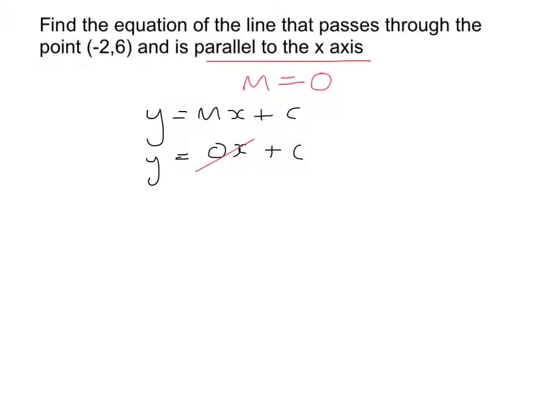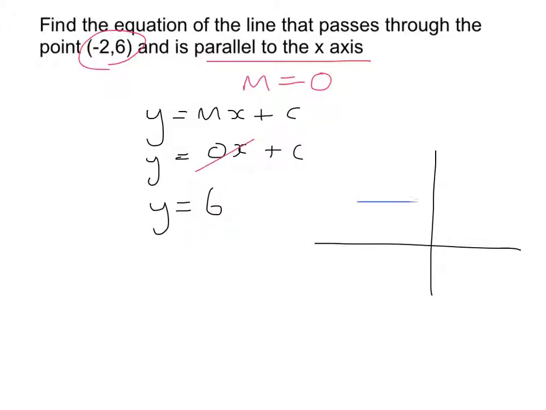And from our coordinates up here, we have a y coordinate of 6. So with an equation like this, y is not going to change, so y will have to equal 6. It'll just be a horizontal line that passes through +6 on the y-axis. That's what it'll look like. That's our equation.